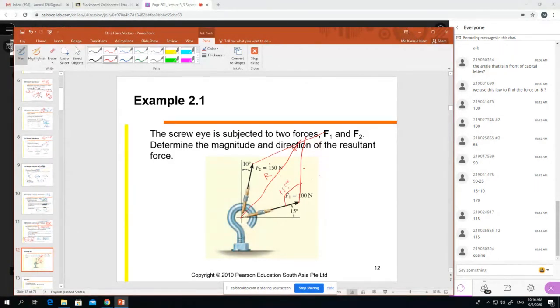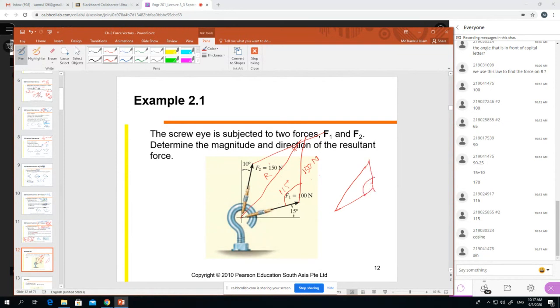We know this side is 150 Newton, and we know this is 100 Newton. So if we make a separate triangle, now we know the angle is 115 degrees, this is 150 Newton, and this is 100 Newton, right? Now we need to know the R.